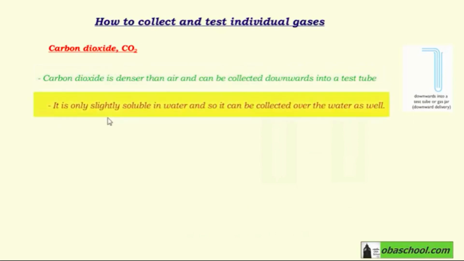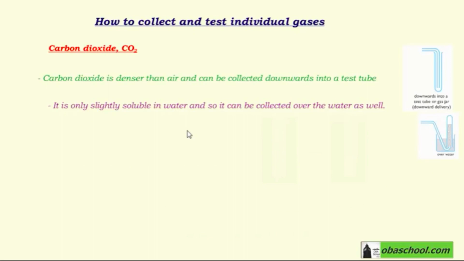It is only slightly soluble in water, so it doesn't completely dissolve in water, and so it can be collected over water as well. So since it dissolves a little inside water, we can also collect it over water. So carbon dioxide can be collected either downwards or over water.